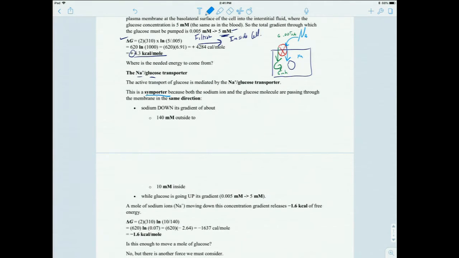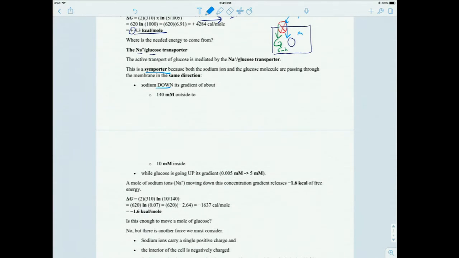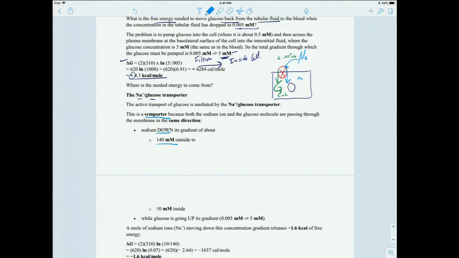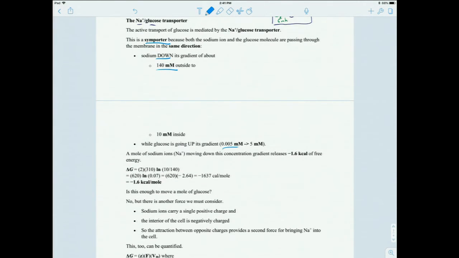So as we've already talked about, this is a symporter. Sodium is going down its concentration gradient, and here I have outside is going to be 140 millimolar of sodium. So I just go ahead and put that in here, 140 millimolar of sodium. And inside is going to be 10 millimolar of sodium. So I have a nice concentration gradient there. The glucose, we've already talked about.